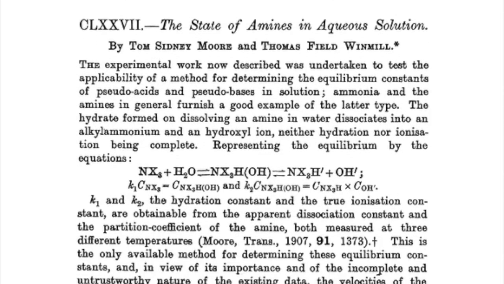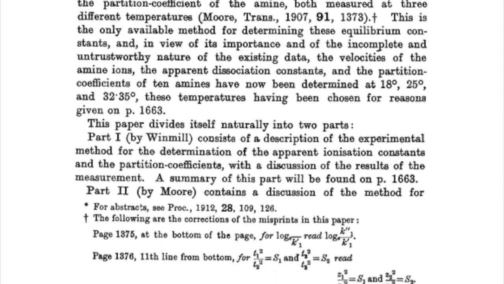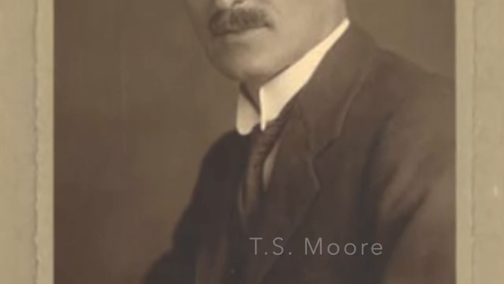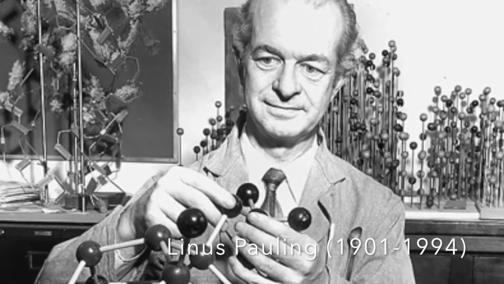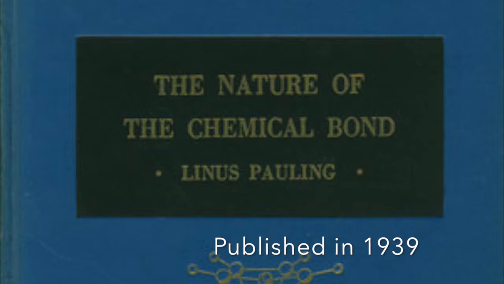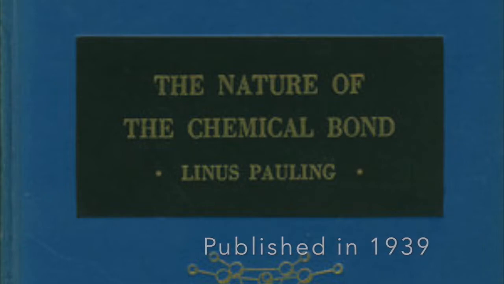The first mention of hydrogen bonds was made in 1912 by two researchers, T.S. Moore and T.F. Windmill. Linus Pauling actually referenced their research when he wrote his book, The Nature of the Chemical Bond and the Structure of Molecules and Crystals, an Introduction to Modern Structural Chemistry.